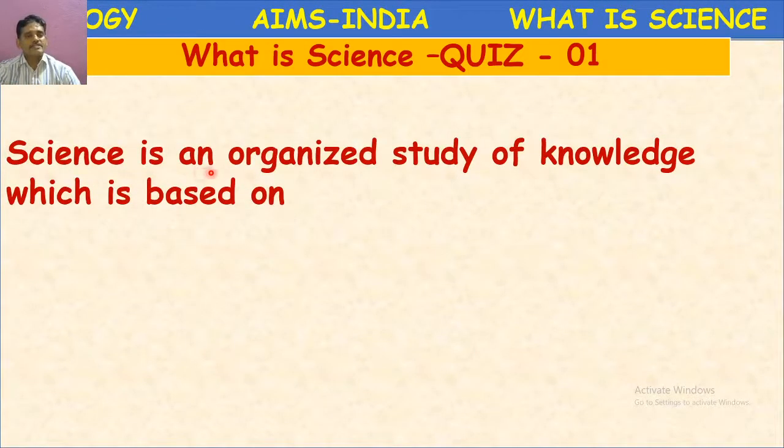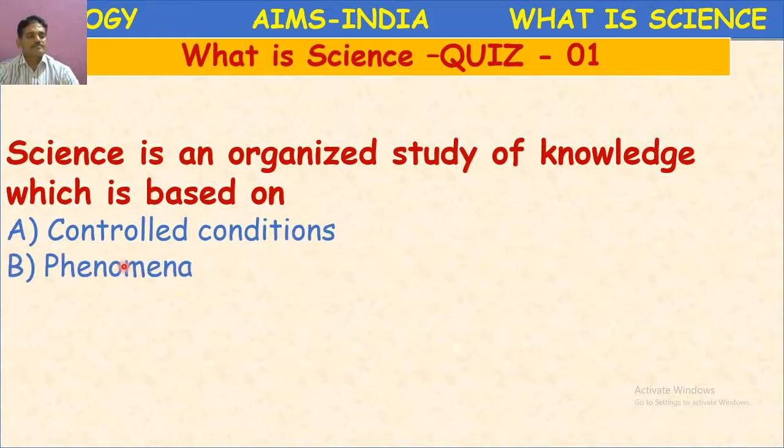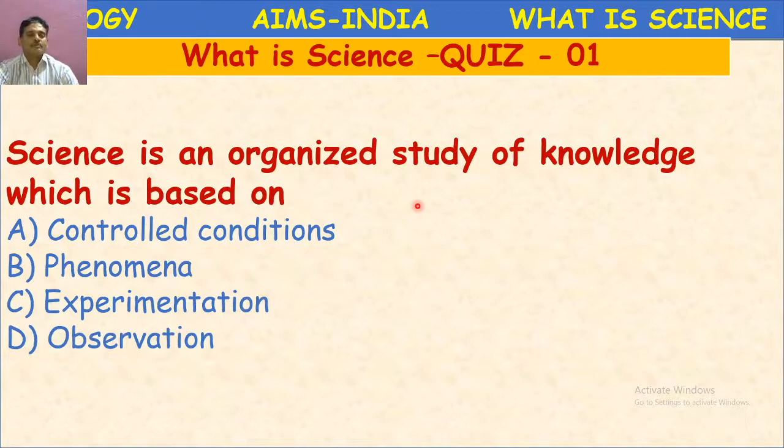Next. Science is an organized study of knowledge which is based on controlled conditions, phenomena, experimentation, or observation. Select the right option. What is the right answer? Yes, C. C is the correct answer.